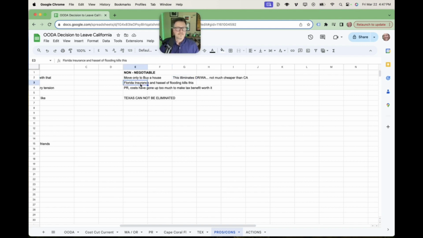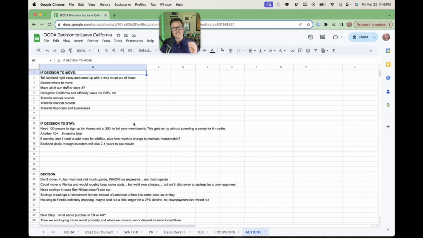In Florida, as I mentioned, flooding and all that stuff, it's just a hassle. So that was eliminated. Puerto Rico, I mentioned, because of the costs that have gone up so much because of all the Bitcoiners that moved there. So, one of these days when I'm in the multi-millions, then maybe I'll make the move to Puerto Rico. But Texas cannot be eliminated. So that's where I put all these things like, if I decide to act, here's what I've got to do to move forward quickly if we decide to act quickly.